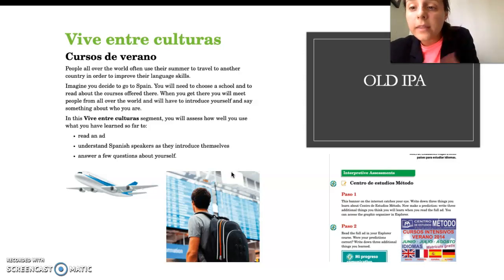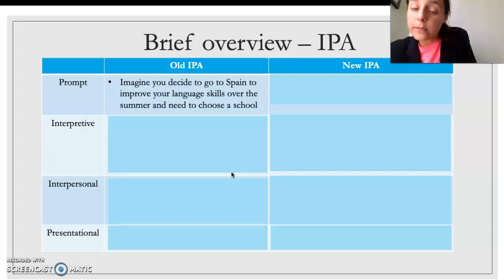So one thing that I didn't like so much about this IPA, though it has a lot of good components, is that in my experience teaching in Minneapolis, a lot of my students couldn't visualize themselves going to a different country for the summer and just taking online Spanish courses. So I wanted to redesign it and make it more authentic to my future students. So here's what it looked like. So that was the old prompt.